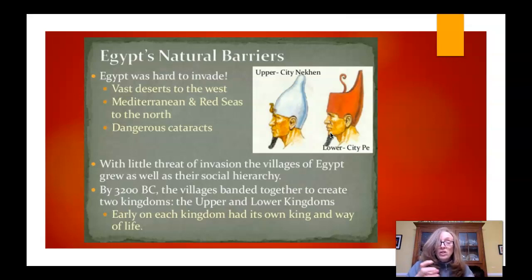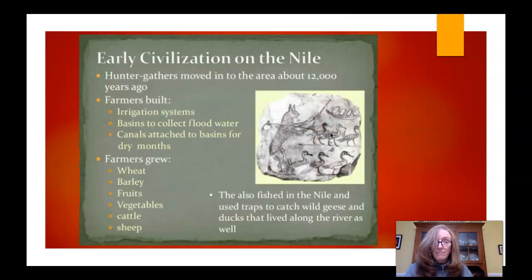And those villages that developed along the Nile River then started to band together and they became two kingdoms. They had the Upper and the Lower Kingdom. Upper Egypt, again, is in the southern part of the civilization, and Lower Egypt is to the north. And in the beginning, each of those kingdoms had their own king and their own way of life. We're going to see that the kingdoms are going to be unified later on. We'll be taking a look at that.